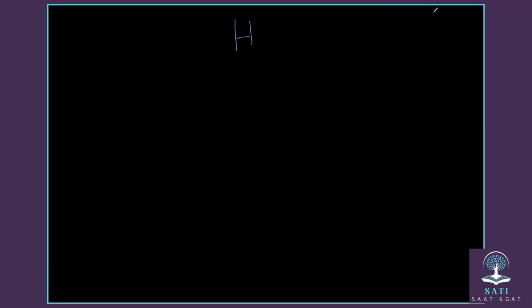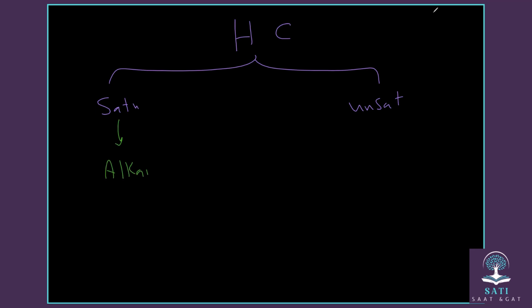And in general, hydrocarbons are divided into two main groups. One of them is saturated, and one of them is unsaturated. Saturated here, it is alkanes. And unsaturated, it can be alkenes, it can be alkynes. Good. Mainly, we're going to focus on this part, which is saturated and alkanes. And we're going to explain what it means, saturated and unsaturated.